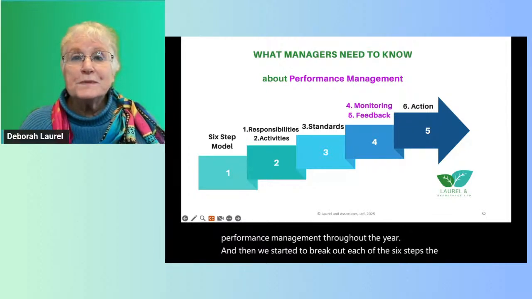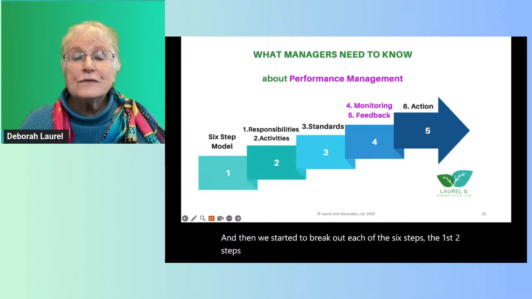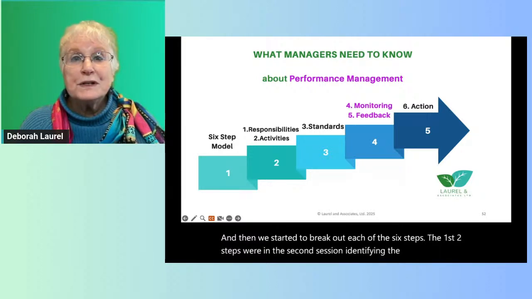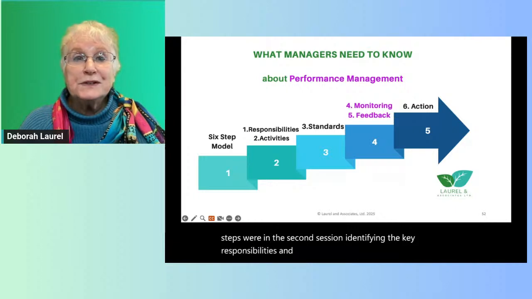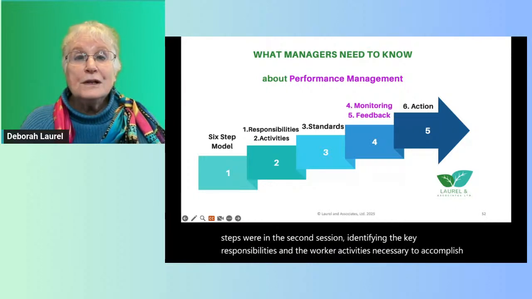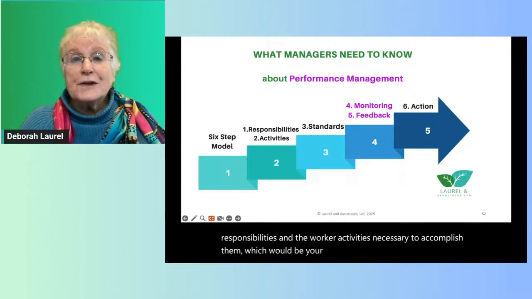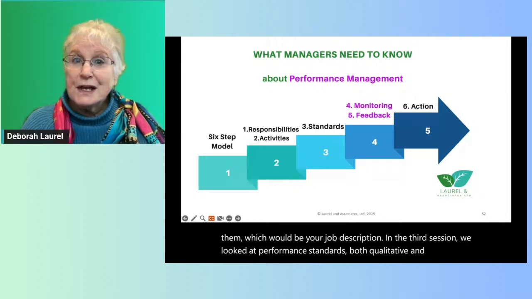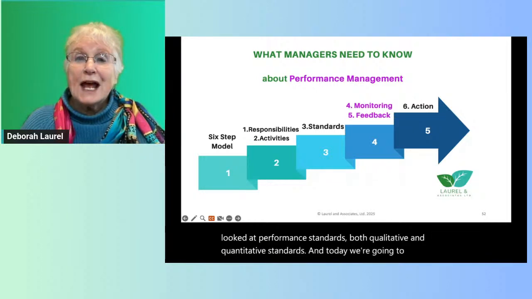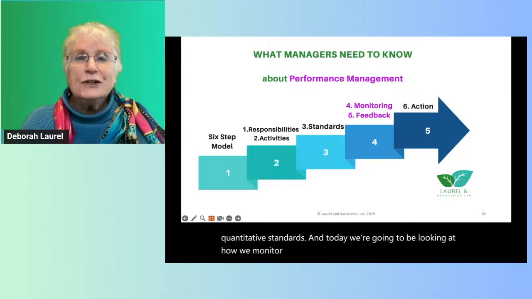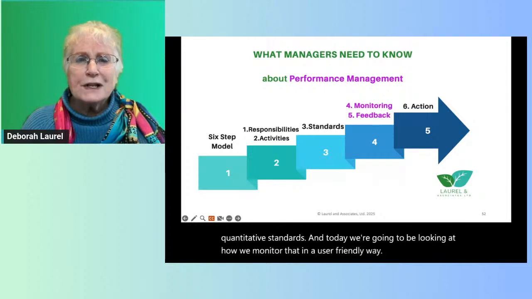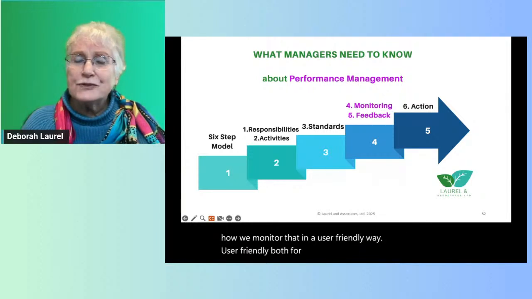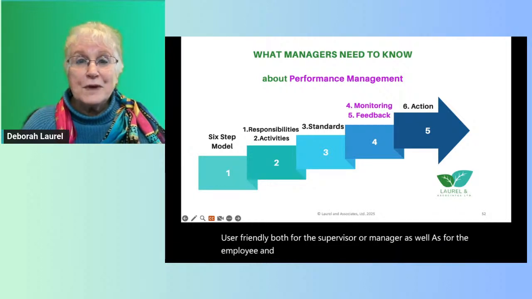The first 2 steps were in the second session, identifying the key responsibilities and the worker activities necessary to accomplish them, which would be your job description. In the third session, we looked at performance standards, both qualitative and quantitative. Today we're going to look at how we monitor that in a user-friendly way, both for the supervisor or manager as well as for the employee, and then giving feedback.